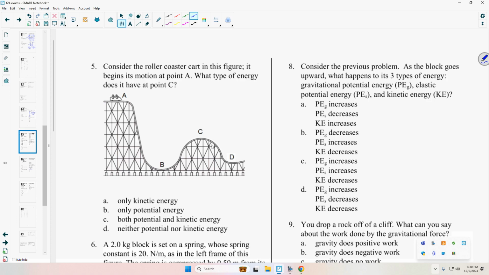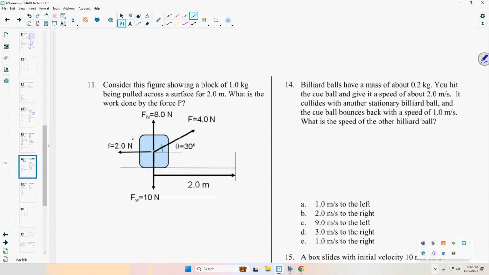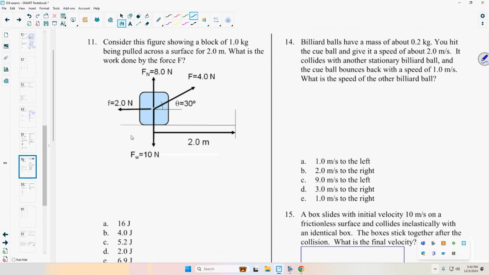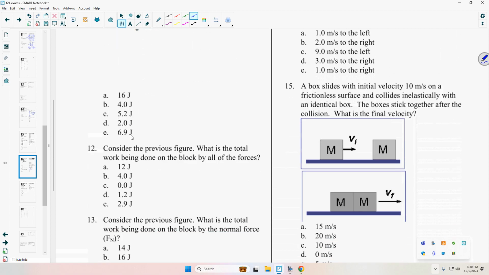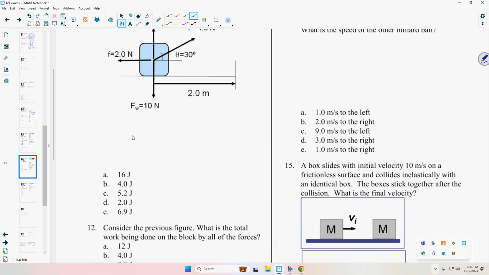Number 8, consider the previous problem. The plot goes upward. What happens to the 3 types of energies? What else? Number 11. Okay, what is the work done by the force? In fact, this was a series of questions, right? I think there was that one, and number 12, and number 13. So there were 3 questions about it on this test.